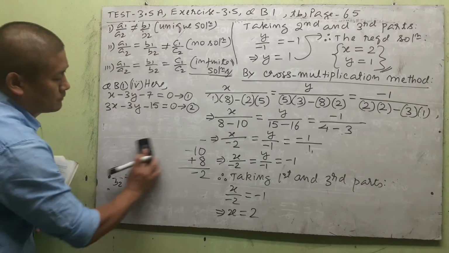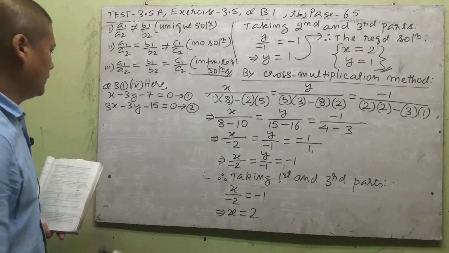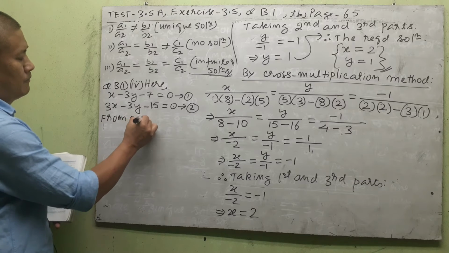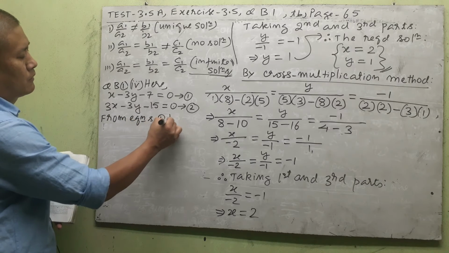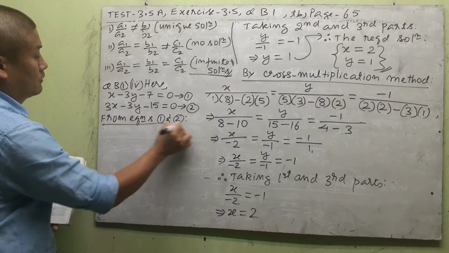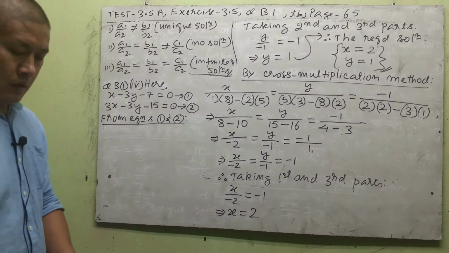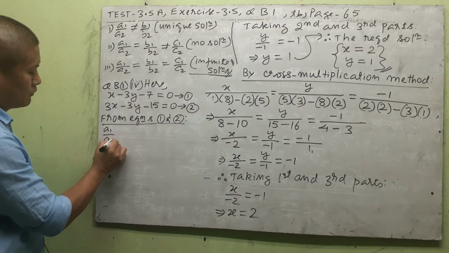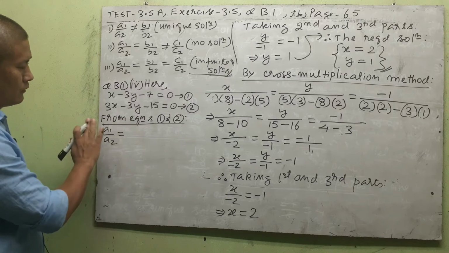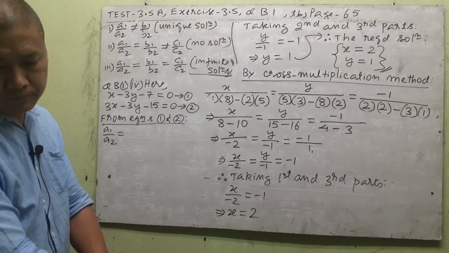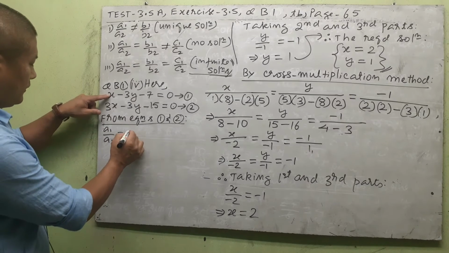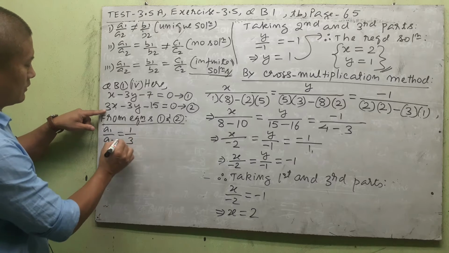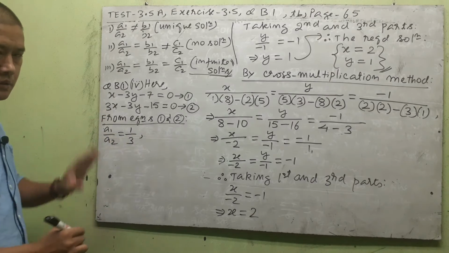So let's do this. From equations 1 and 2, A1 by A2 is the ratio of the coefficients of x. Here in front of x there is no number, so A1 is plus 1, and here in front of x no number, so A2 is plus 3. Can't cancel, so we can keep it like that.